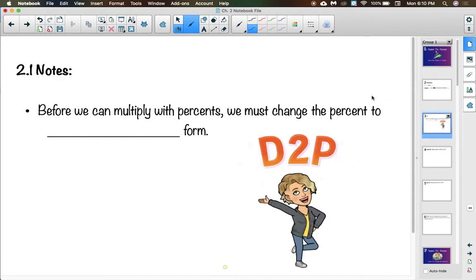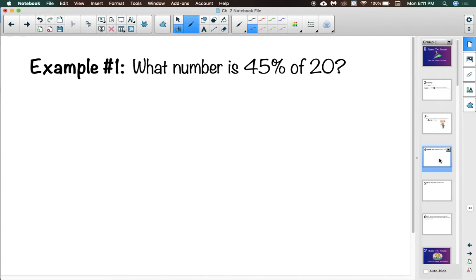Okay? So, notes: before we can multiply with percents, we must change the percent to a decimal. Trust me, this says decimal. There it is. All right. Not a very pretty letter D there. There we go. So I'm going to change the percent to decimal form, and of course we use D2P to get the job done for that. Okay, so let's do 3 examples.